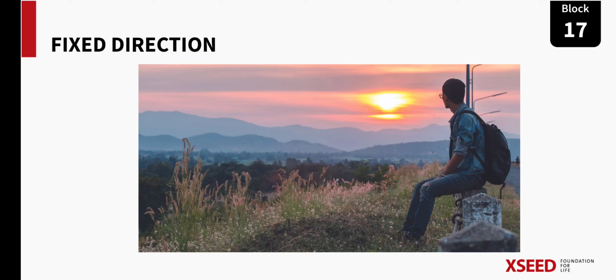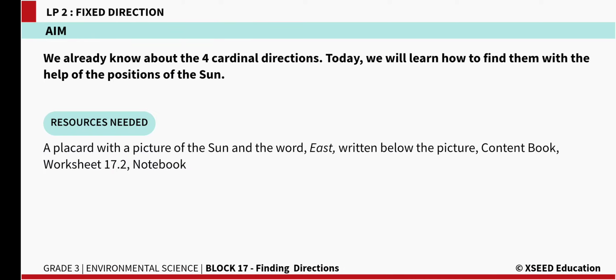Hello dear students, today we will discuss block 17 LP2, fixed direction. So what is our aim? We will learn how to find the direction with the help of the position of the sun. As we have already discussed, there are 4 cardinal directions: north, south, east, west. Today we will find the direction with the help of the position of the sun.